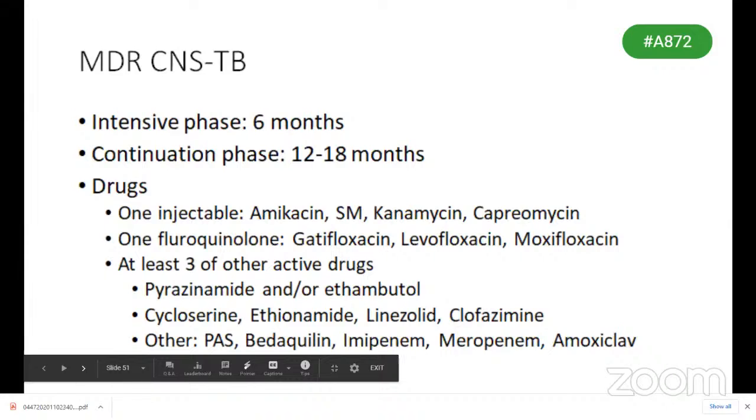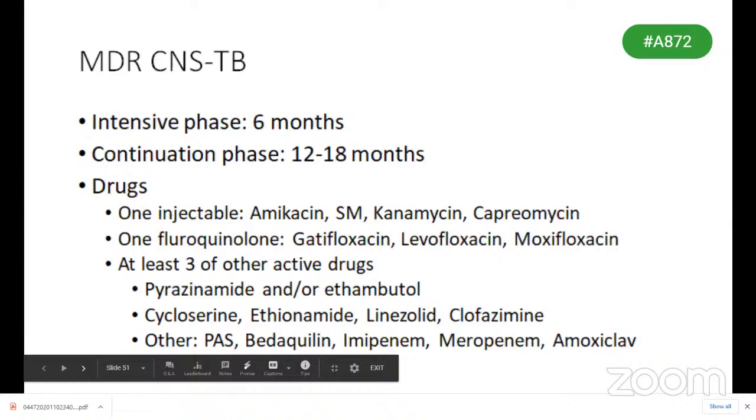The drugs which are used would include one injectable, which is usually an aminoglycoside, one fluoroquinolone, and at least 3 of the other drugs, which are pyrazinamide and/or ethambutol, cycloserine, ethionamide, linezolid, clofazimine, or other agents like PAS, bedaquiline, imipenem, meropenem, amoxicillin. So one would use 5 drugs here: one aminoglycoside, one fluoroquinolone, and 3 of the other drugs. That's the treatment of MDR CNS tuberculosis.